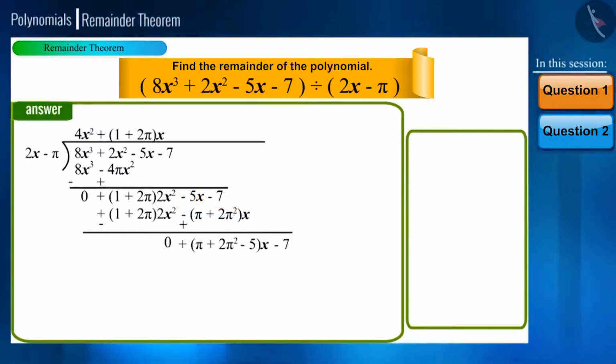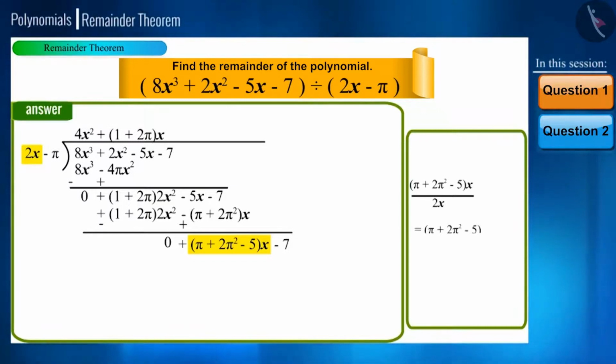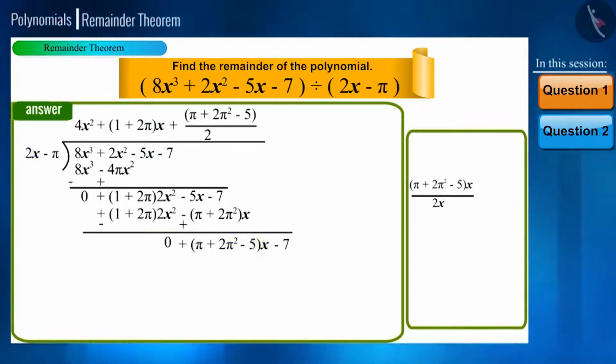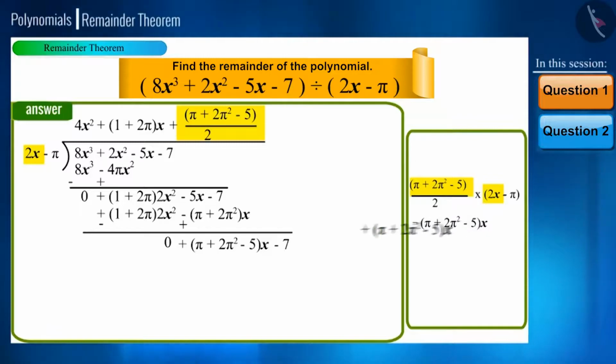We will repeat the same process until we get a constant polynomial or 0 as the remainder. Divide (pi plus 2pi squared minus 5) multiplied by x by 2x and we will get (pi plus 2pi squared minus 5) divided by 2. We will write this in the quotient. Now multiply this term with the divisor and subtract the product so obtained from the polynomial.